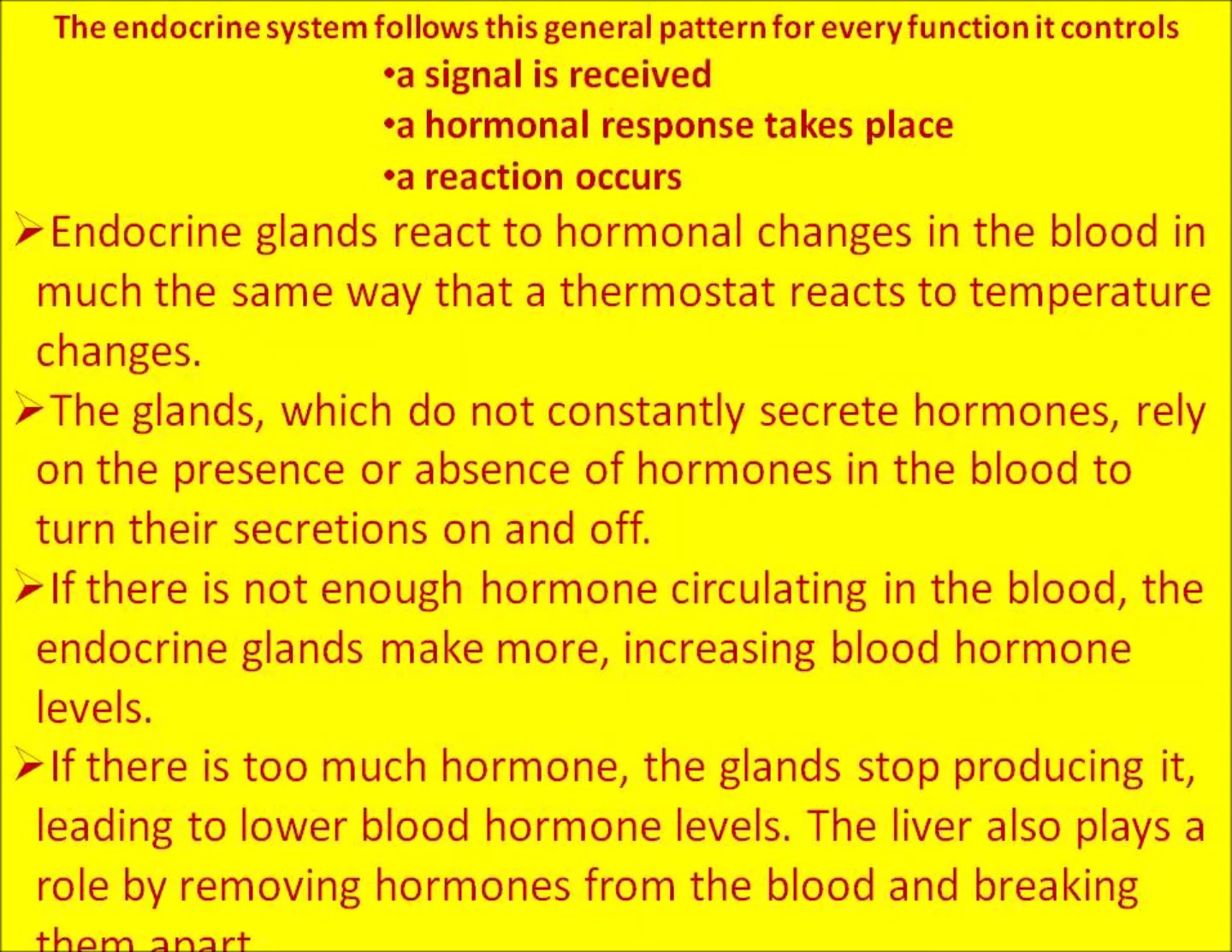If there is not enough hormone circulating in the blood, the endocrine glands make more, increasing blood hormone levels. If there is too much hormone, the glands stop producing it, leading to lower blood hormone levels. The liver also plays a role by removing hormones from the blood and breaking them apart. So, there are two types of feedback mechanisms. One is negative feedback mechanism and the other is positive feedback mechanism.